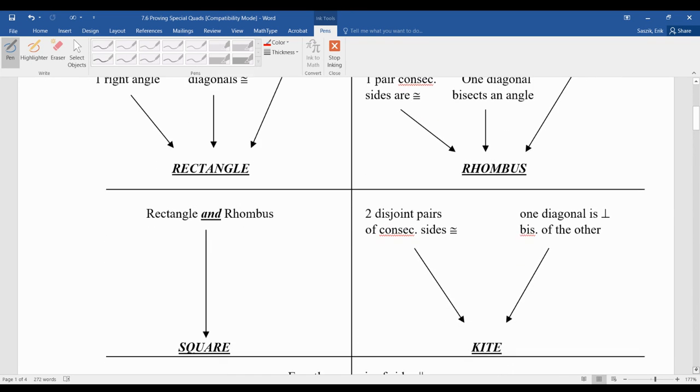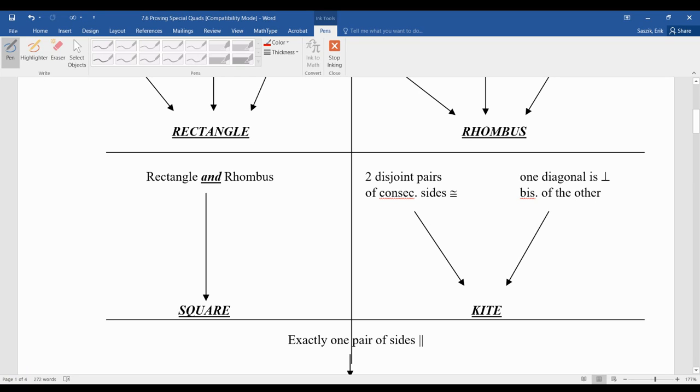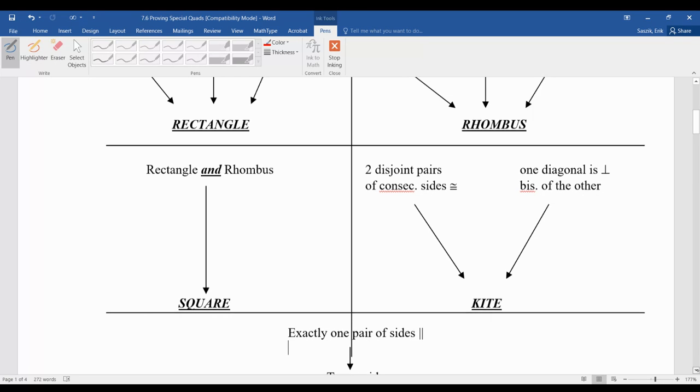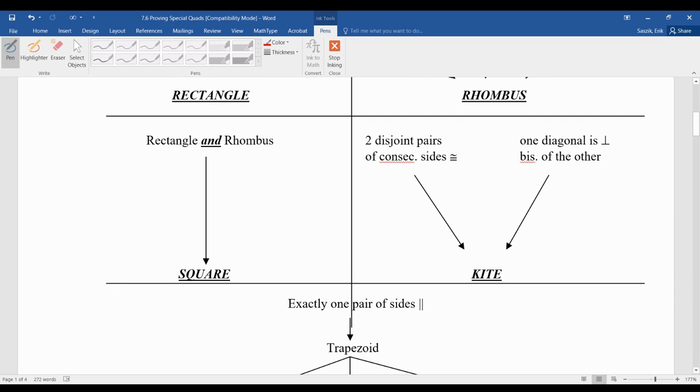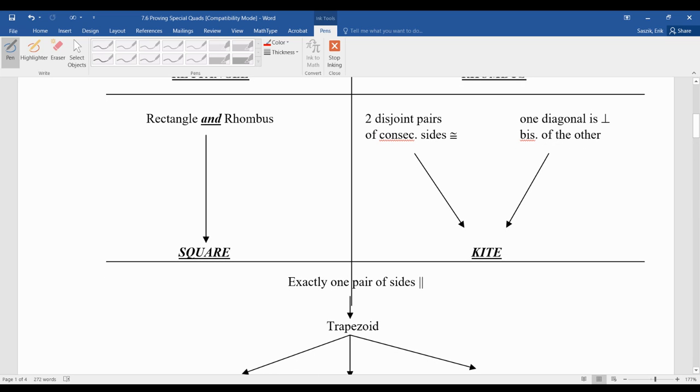And you see down here a square. To prove a square, you're going to prove that you have both a rectangle and a rhombus. A kite, you can prove it based on the sides: two disjoint pairs of consecutive sides congruent, or having one diagonal perpendicular bisector the other. Remember, if you have both, then you have a rhombus, which is actually a special kite.